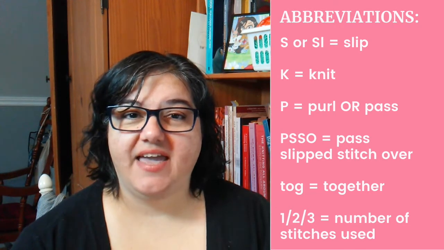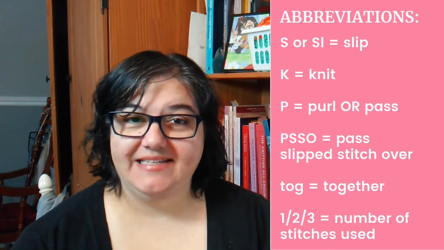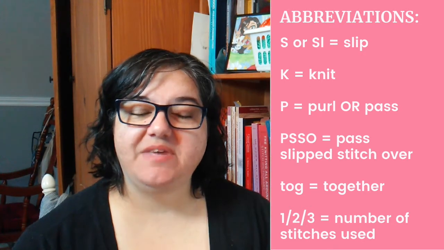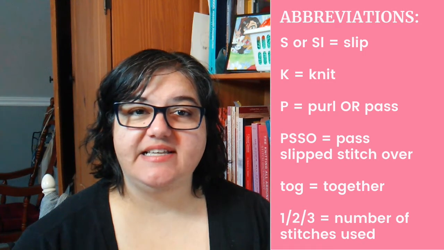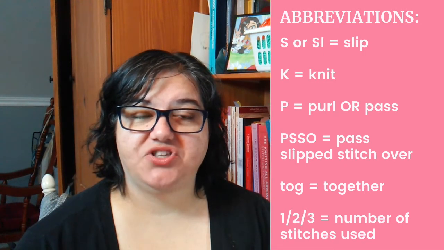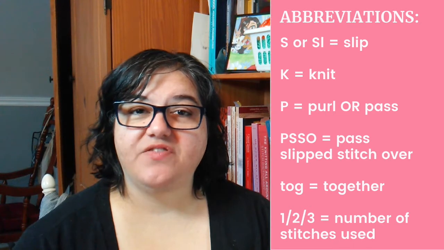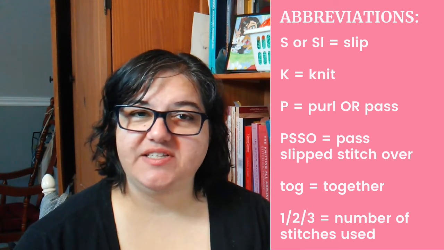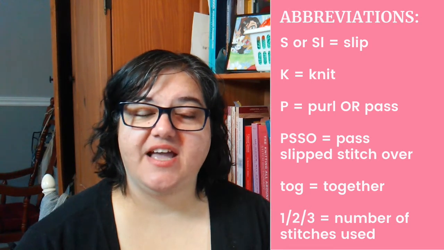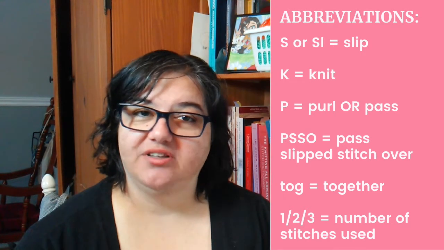Next we have K. K obviously means knit. Now with P, it could mean purl or it could mean pass. Most of the time in a decrease, it's going to mean pass. You're passing a stitch over another stitch. But if the first letter is a P, it's going to stand for purl. That's the only time in a decrease stitch. If you see a P at the beginning, it means purl, not pass.